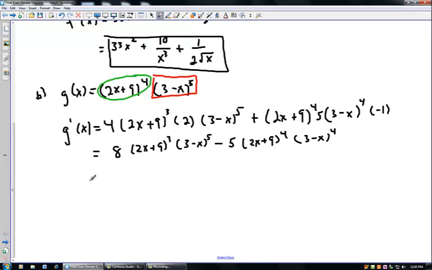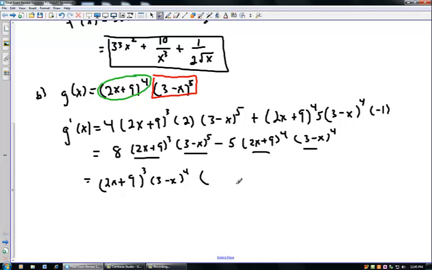And so now the idea is pull out what they have in common. So number-wise, they don't have anything in common. 8 and 5 don't have anything in common, but they do have a 2x plus 9 in common. So I want to pull out a 2x plus 9. And the rule is you always pull out the lowest power. So I have a cube and a 4th, so I'll pull out a cube. And they also have a 3 minus x in common, and they have a 5th and to the 4th, so I'll pull out a 4th.